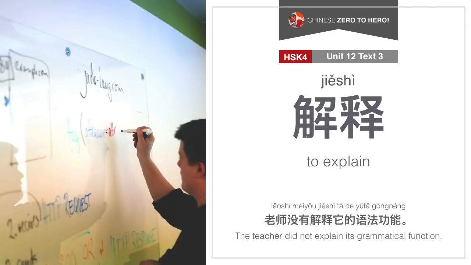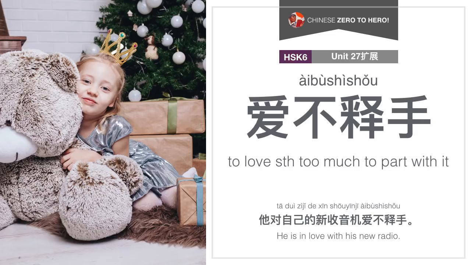解释 is a word we learned in HSK 4, Unit 12, Text 3. It means to explain. 老师没有解释它的语法功能。The teacher did not explain its grammatical function. In HSK 6, we learned the idiom 爱不释手. It means to love something so much that you do not want to part with it. 他对自己的新收音机爱不释手。He's in love with his new radio.